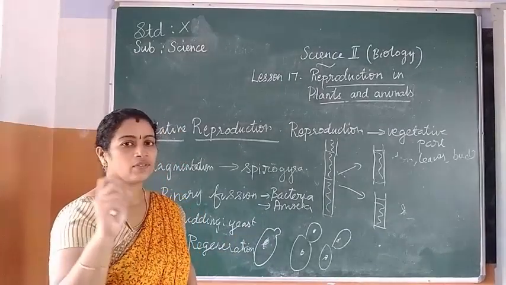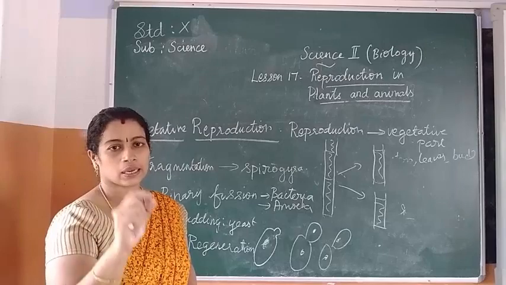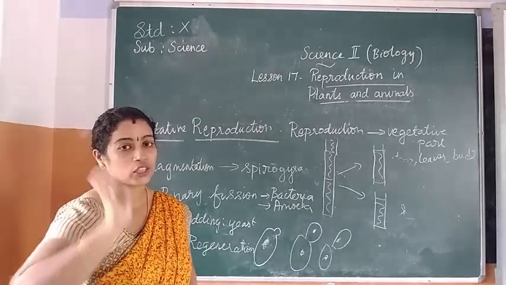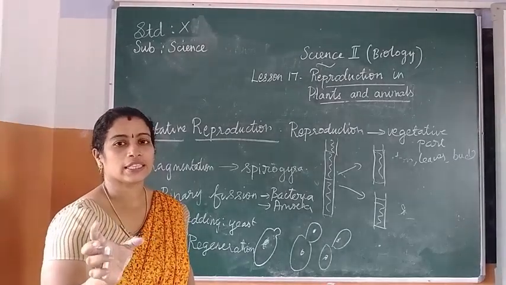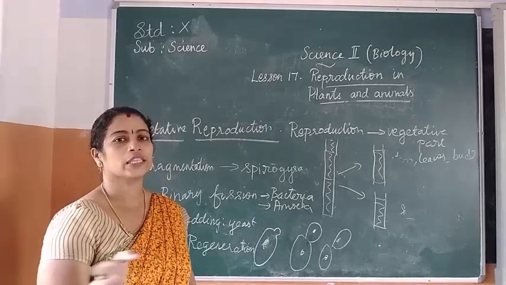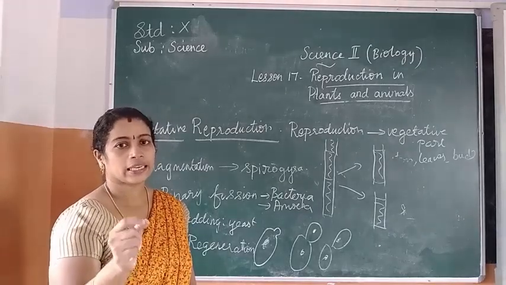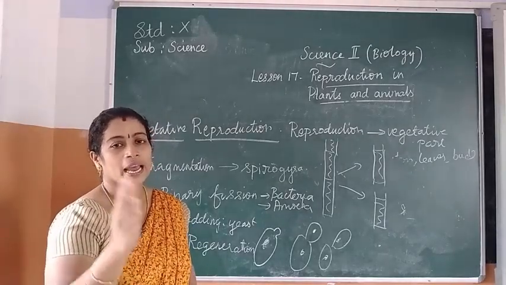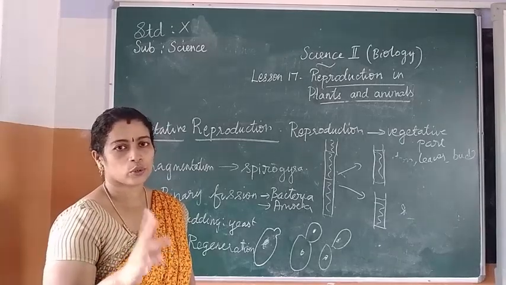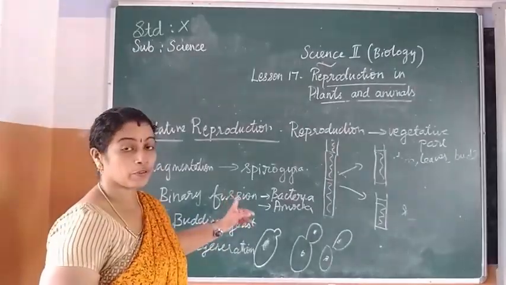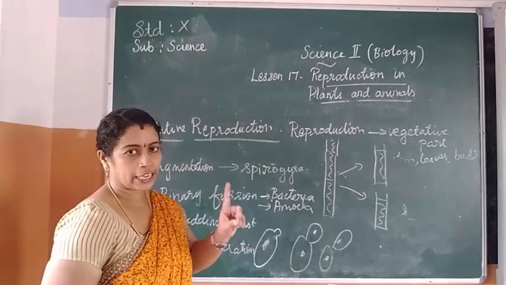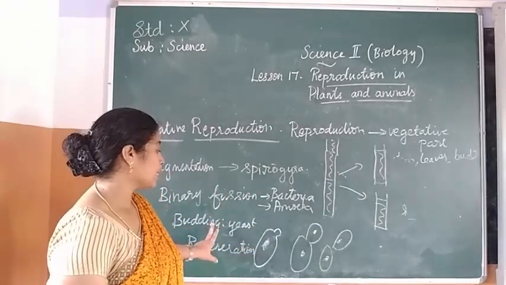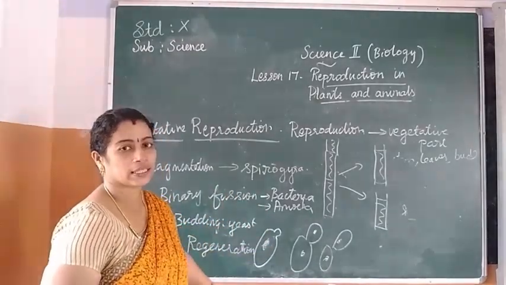Binary fission takes place in bacteria. The bacterial cell will be divided: division of the nucleus takes place, the cytoplasmic division takes place, and finally the cell wall also will be divided and forms two new individuals. Two new individuals will be formed from a single organism. That is known as binary fission. Next one, budding.